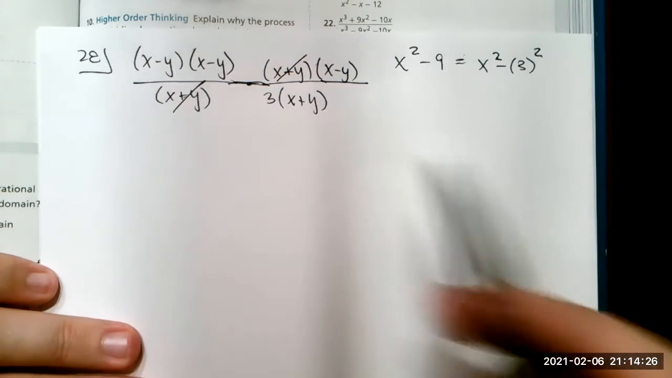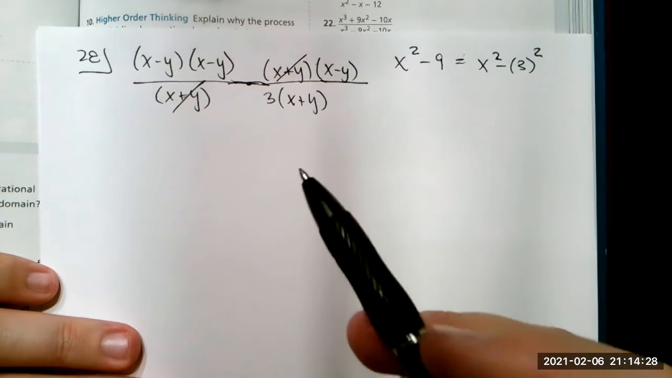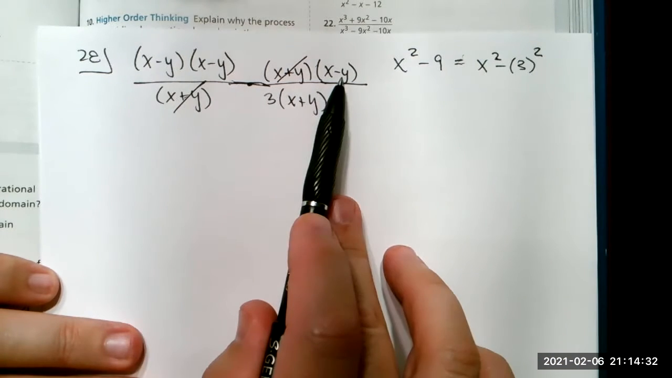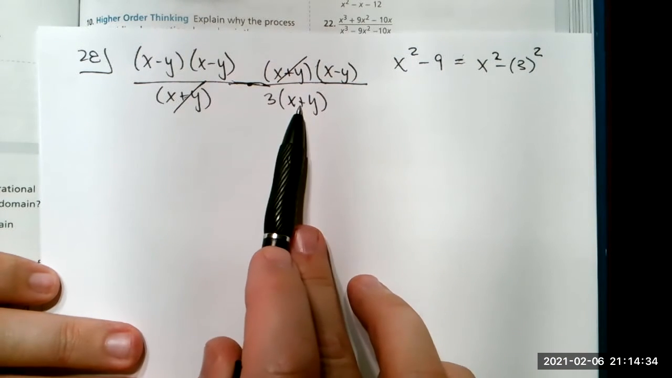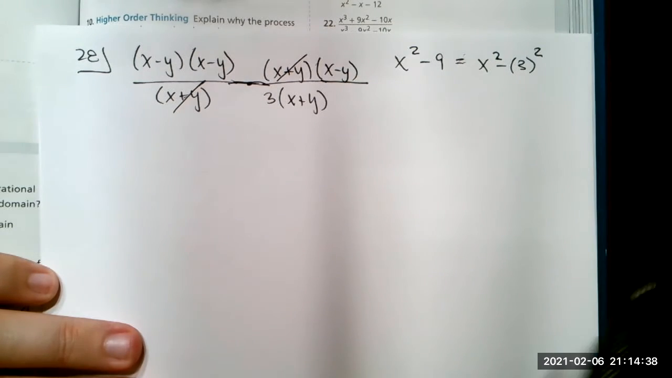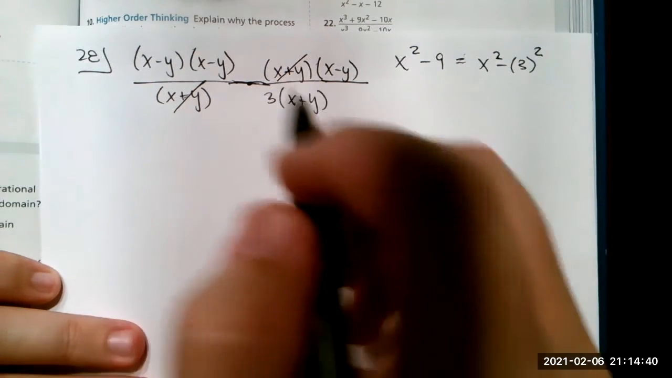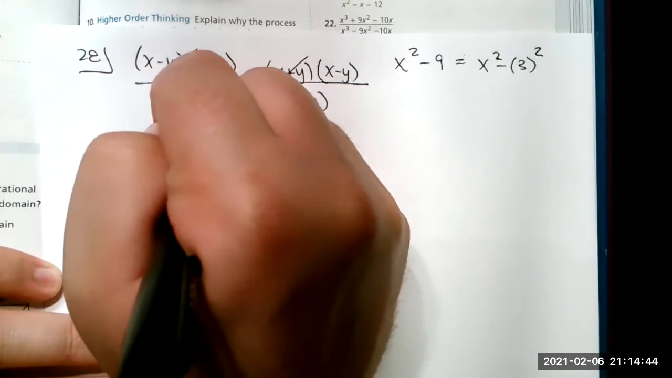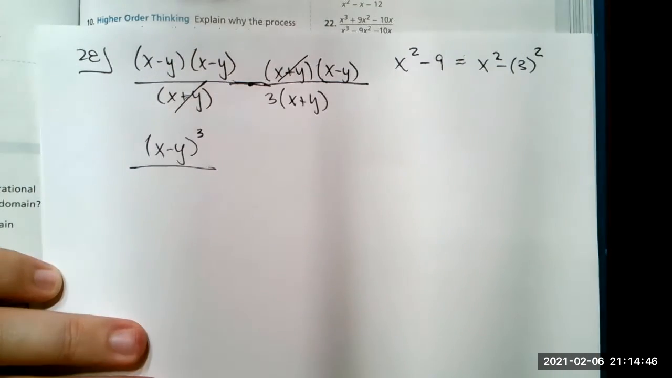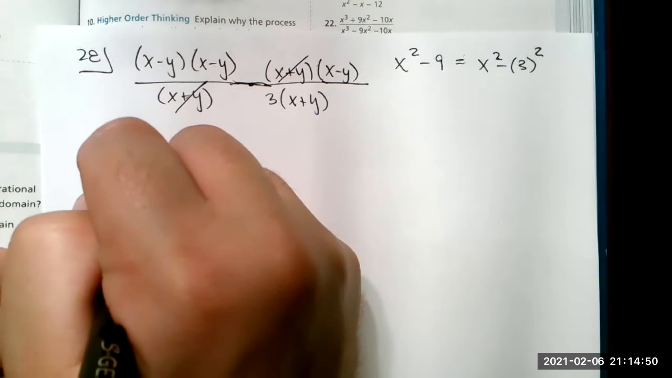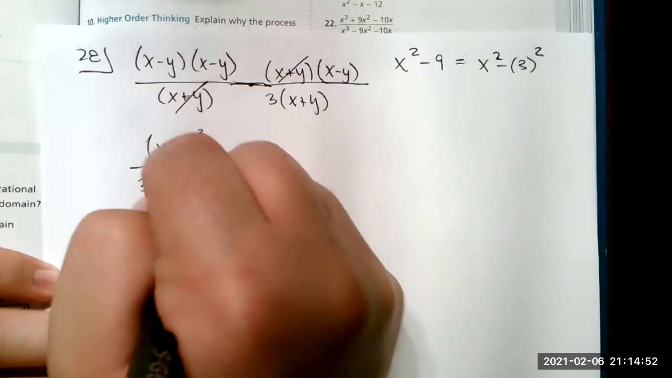It's really fun to start canceling a bunch of stuff out and end up with just one thing. But I've just got some x minus y's up top. I've got an x plus y down below, nothing that's common. I got a 3 out in front too, but I don't have a 3 up top. So that's it. So up top, I've got, and I'm going to write it like this just for the sake of simplification, x minus y cubed, because I've got 3 of those. And then down below, I've got a 3 times x plus y.